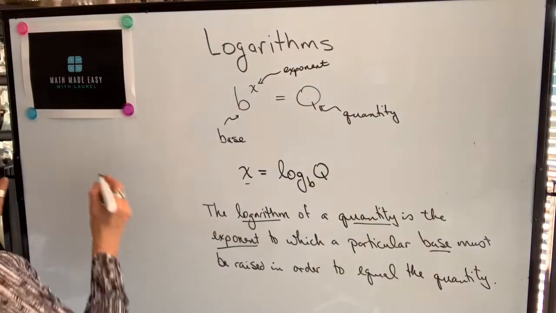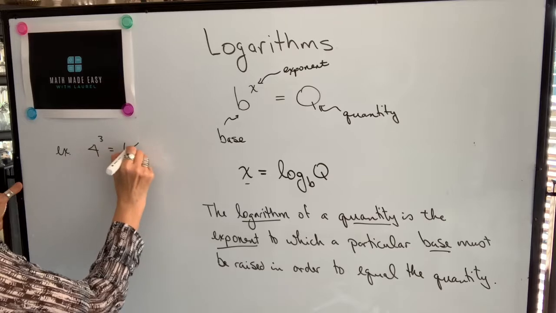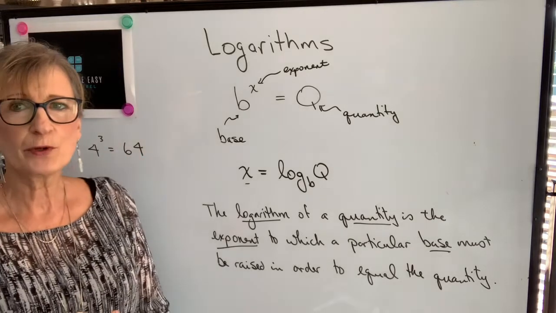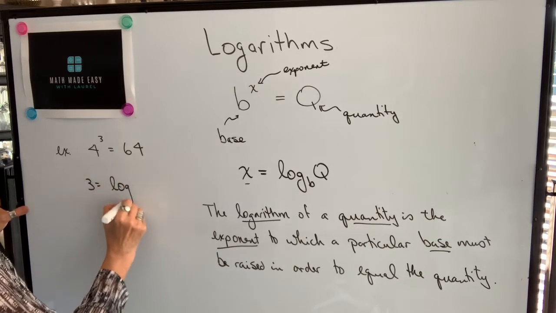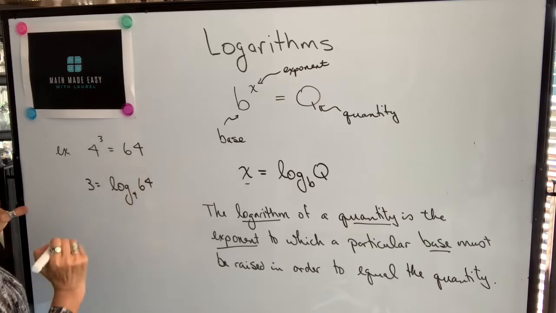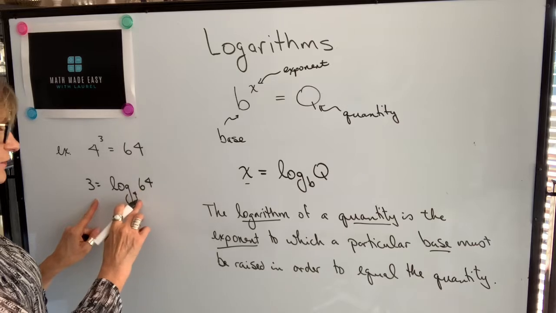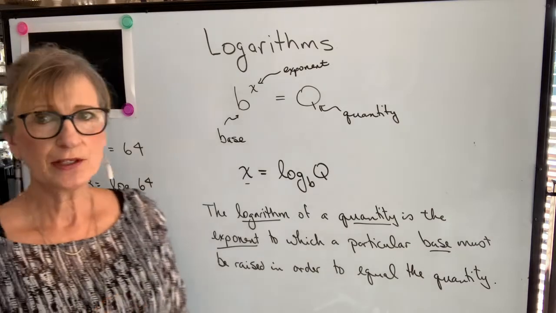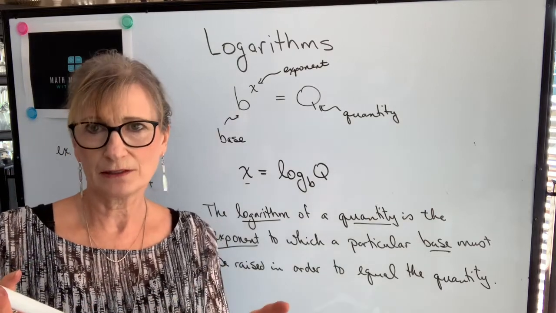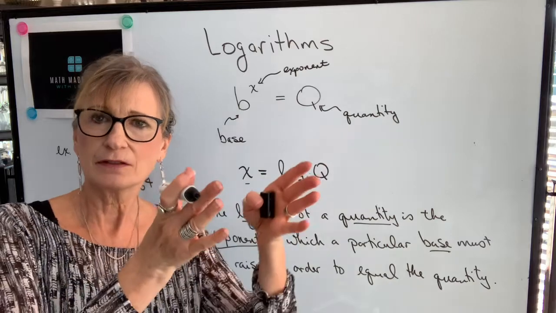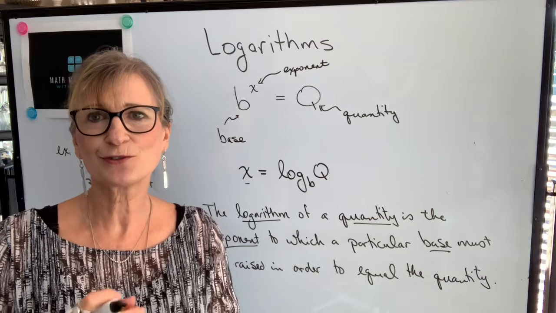Let's take a look at an example. We know that 4 cubed is equal to 64. Therefore, we could say 3 will be equal to the log of 64 base 4. So 3 is the exponent in that relationship. 3 is the log of 64 base 4. I think it will be helpful if we take a look at taking things in exponential form and rewriting them in log notation, and then taking relationships in log notation and expressing them in exponential notation. So let's do that next.